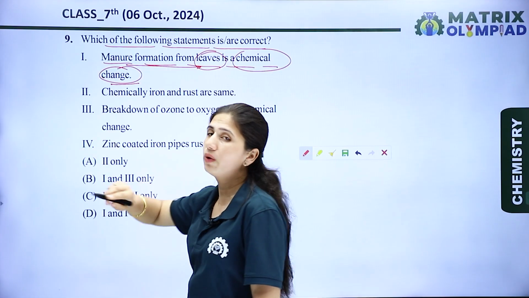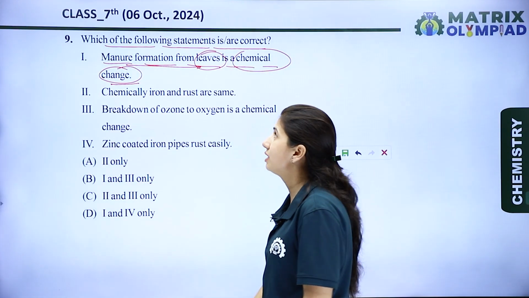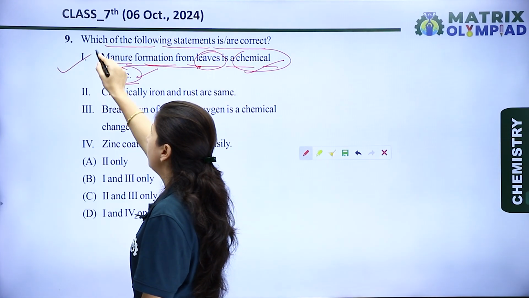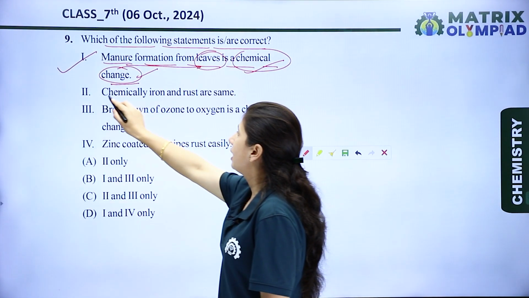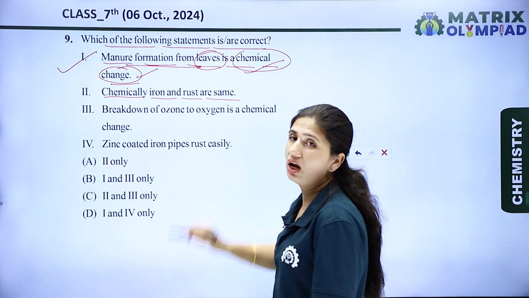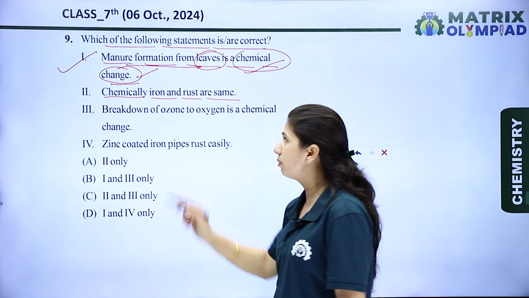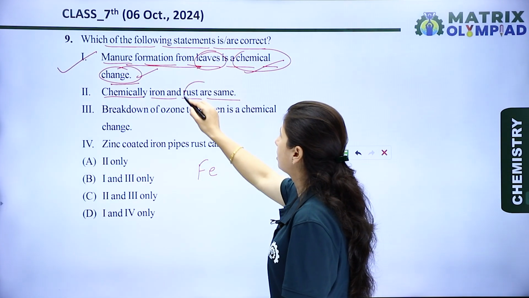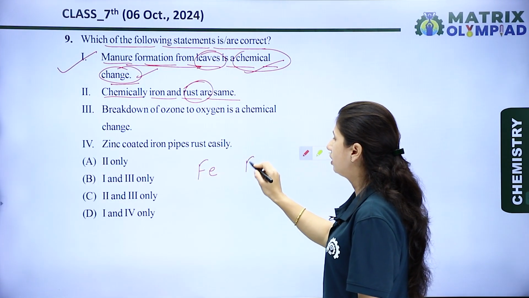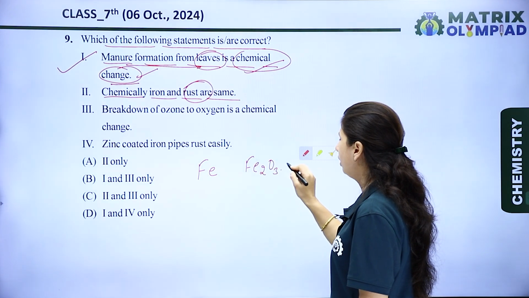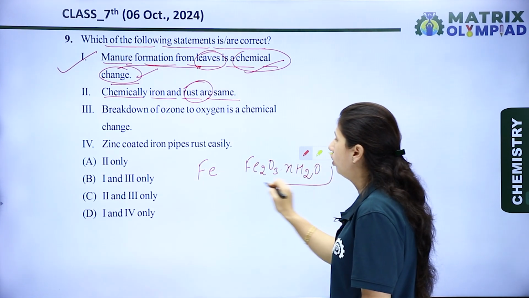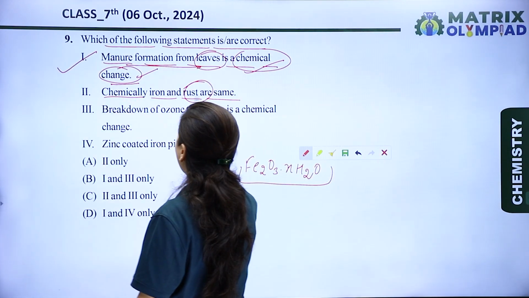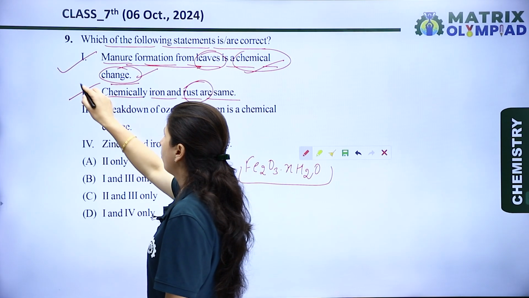If a substance converts into any other substance, then it is known as a chemical change, meaning the chemical formula will be changed. So this statement is true. Now the next is, chemically iron and rust are the same. No, this is a wrong statement, because the formula of iron is Fe, and the formula of rust is Fe2O3.xH2O. So these both are different in their chemical formulas. So chemically iron and rust are the same is a wrong statement.